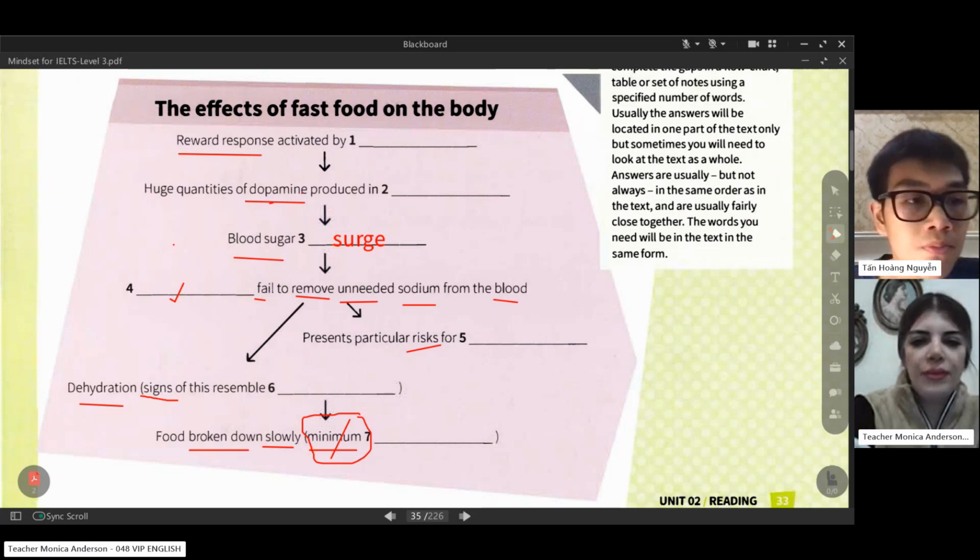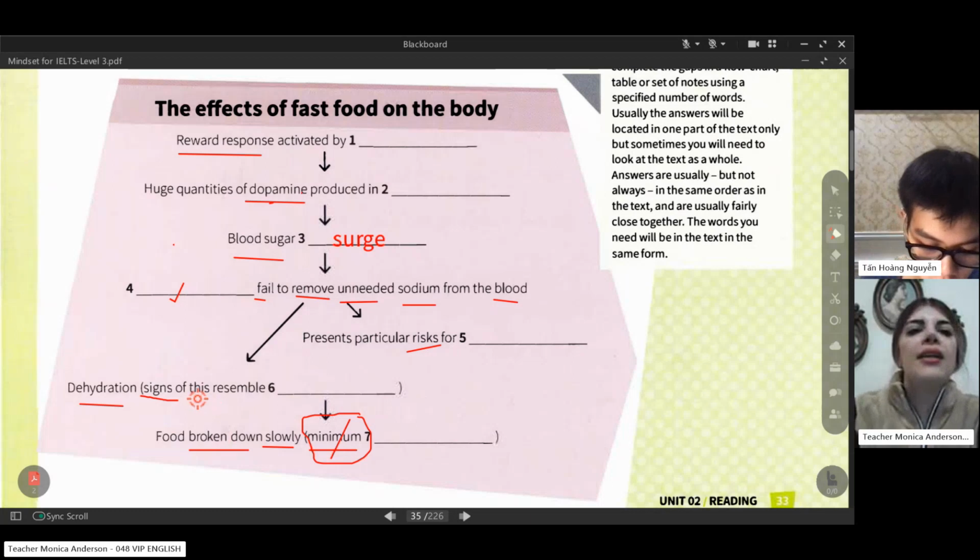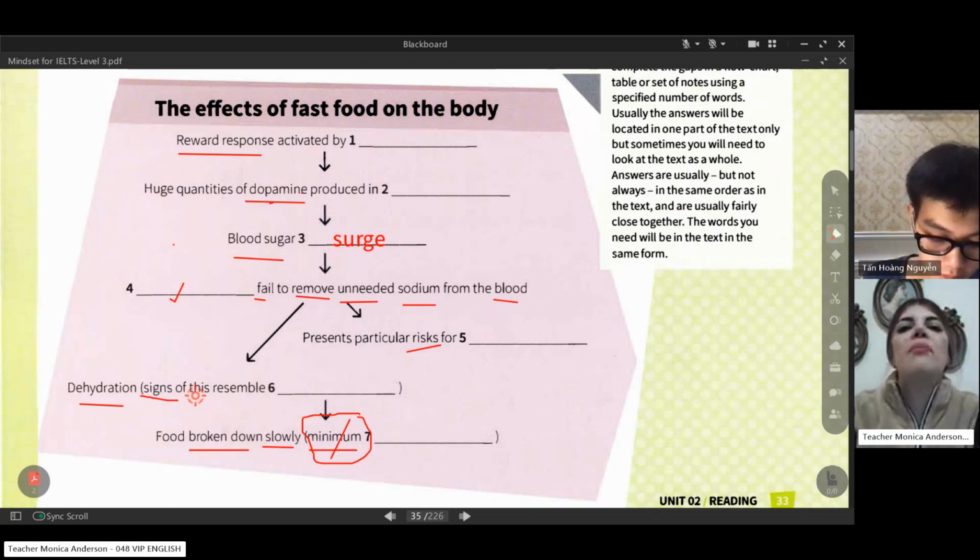Teacher, symptoms is a noun or verb? Symptom is a noun, a synonym of sign.